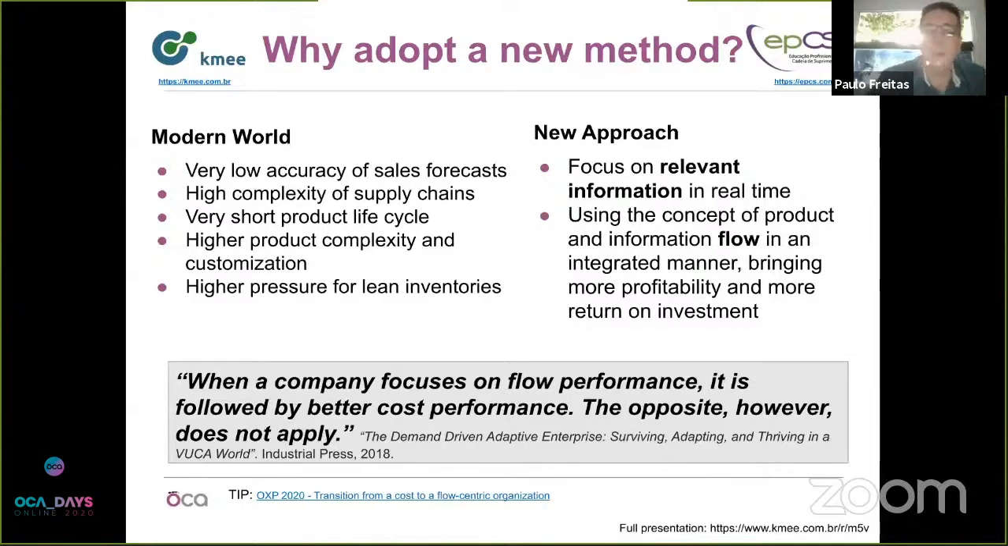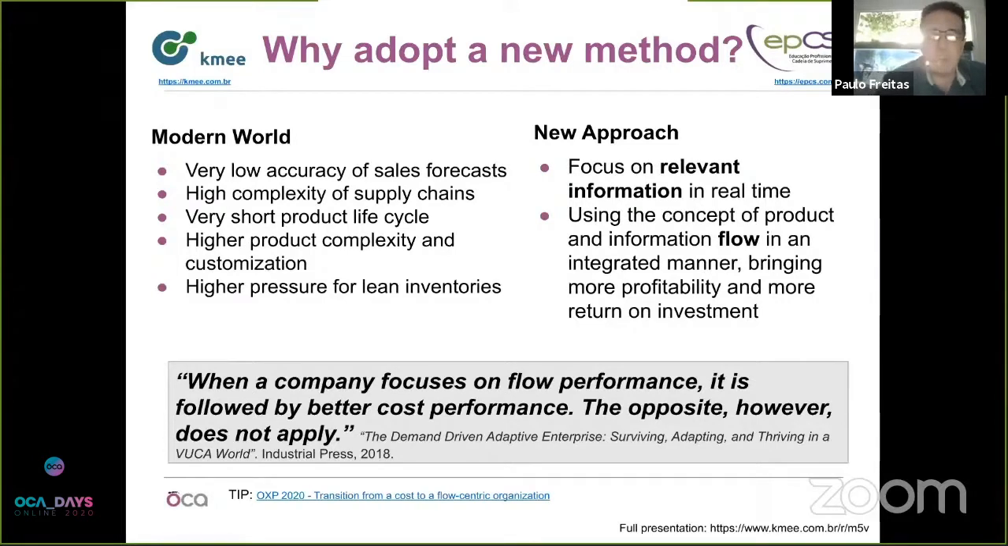So this creates a need for rethinking and redesigning the tools that we've been using, such as MRP. The new approach would be to focus on relevant information in real time, using the concept of product and information flow in an integrated manner. I will show you that we can bring more profitability and more return on investment.